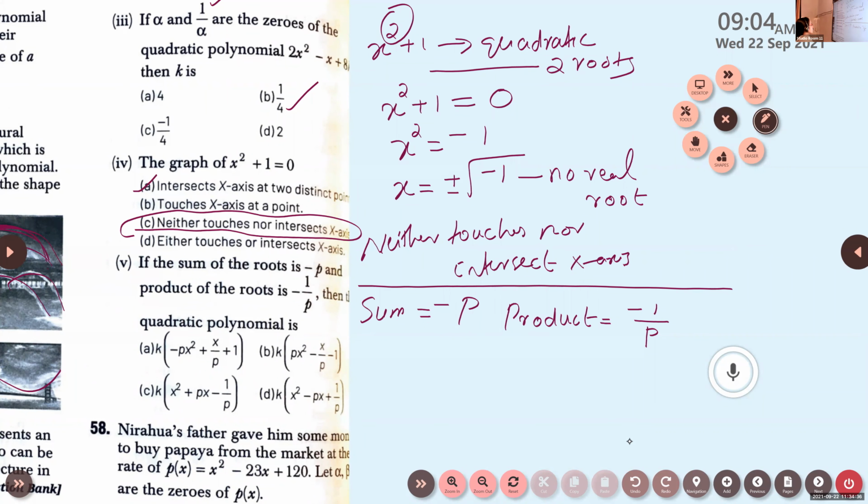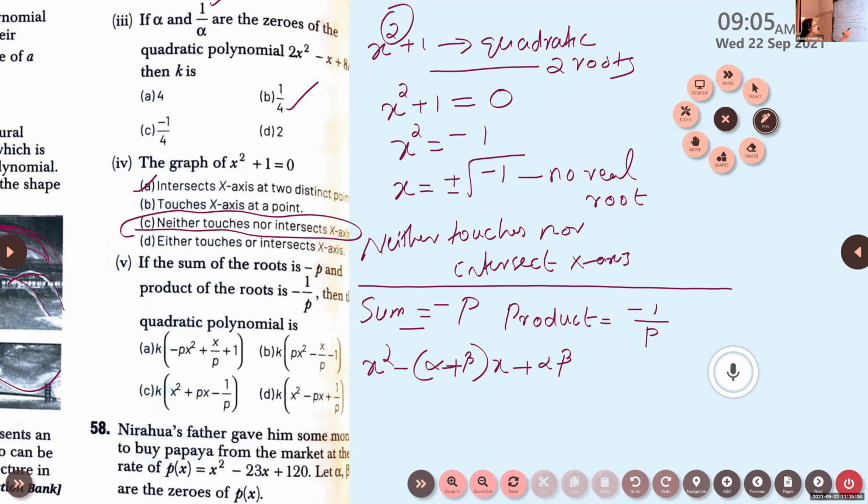Anyone knows what is the formula for finding a quadratic polynomial, if sum and product are given? Shania, say. x square minus alpha plus beta x plus alpha beta. Yes. Alpha plus beta into x plus alpha beta. That is sum of the zeros into x plus product of the zeros.